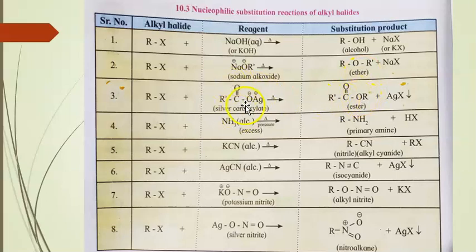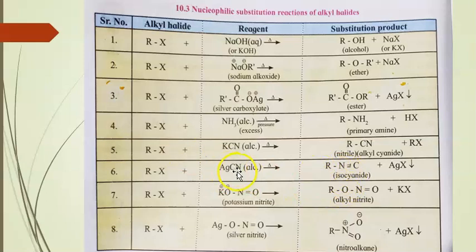In this reaction, R'C double bond O minus acts on the alkyl group, and there is formation of an ester. The NH2 group acts, and there is formation of a primary amine. CN minus acts on the alkyl halide, and there is formation of an alkyl cyanide. With AgCN, both CN minus and Ag are covalent, therefore there is formation of an isocyanide.